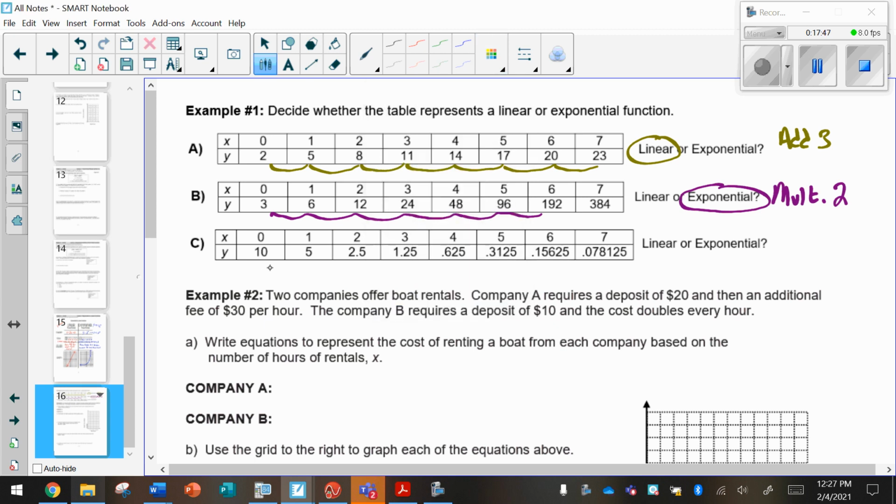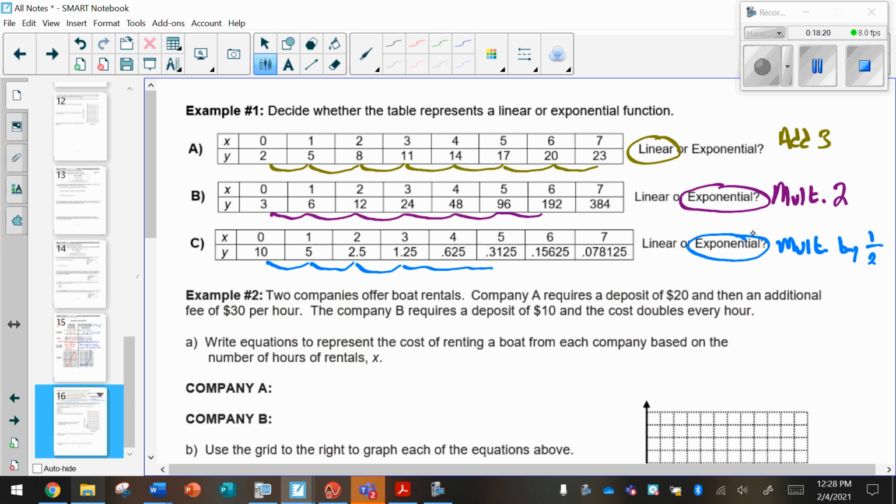But what about this one? 10 to 5, 5 to 2.5, 2.5 to 1.25, then decimals. Well, let's look at the whole numbers because those are the numbers that are easier to work with in our brain. From 10 to 5 is cut in half. From 5 to 2.5 is also cut in half. So technically what's happening here, we are multiplying by a half, but that is multiplication and that is exponential. It just happens to be an exponential decay and not an exponential growth.